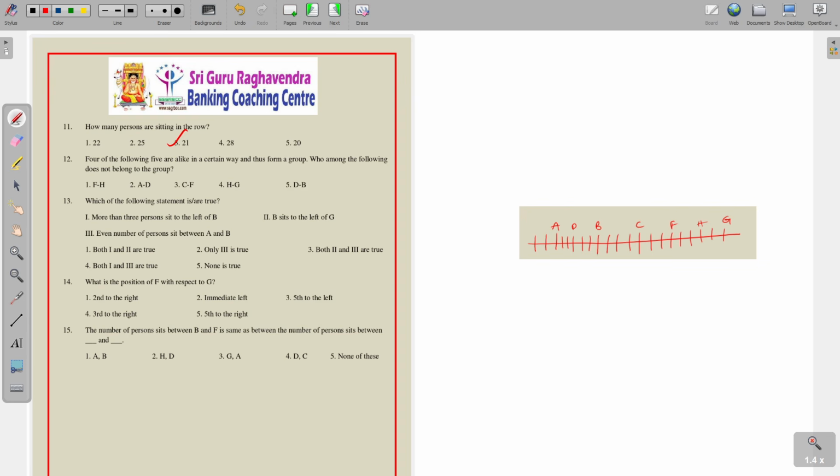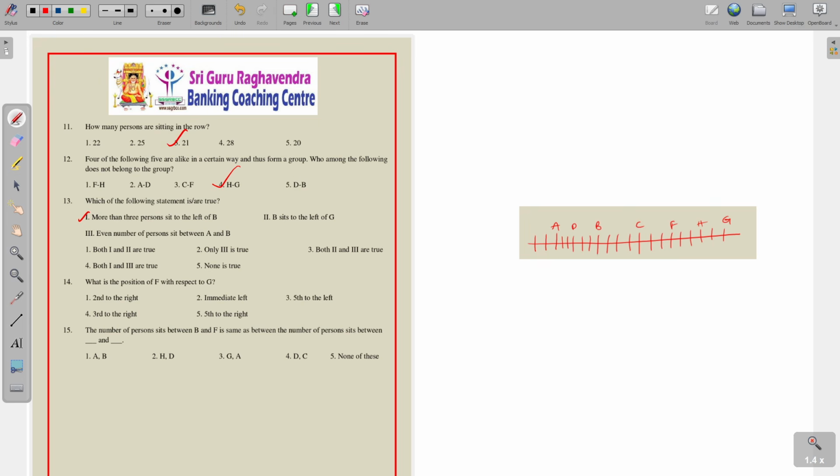F and H. So see, between F and H there are 2 persons, A and D. Between A and D, 2 persons, and between C and F, 2 persons, and between H and G only 1 person is there. And next, which of the following statements is true? See, first one, more than 3 persons sit to the left of B. So first one is correct.